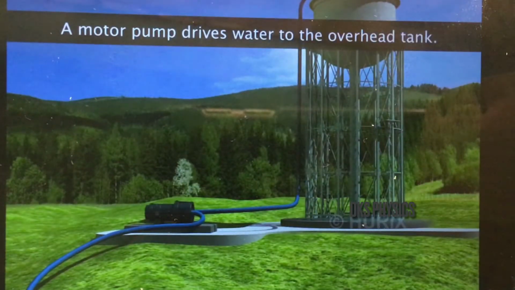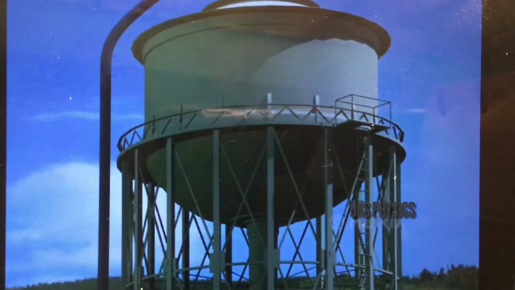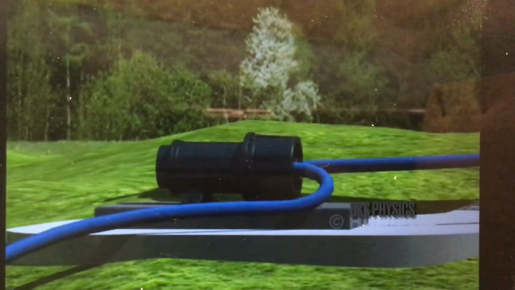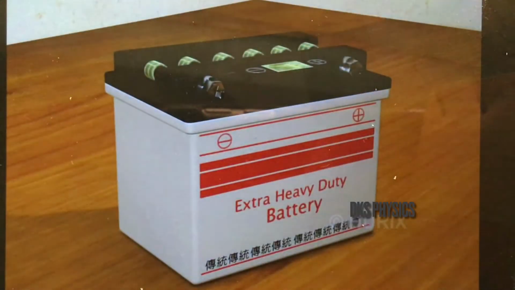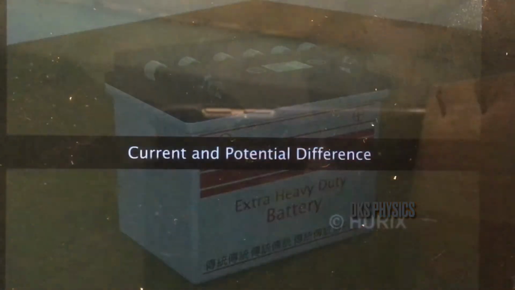To store water at a higher level, like in an overhead tank, we need to pump water from lower level to a higher level. The ascending flow of water is due to the energy provided by the motor. A similar function is performed by a battery. It pumps the electric charge into the connecting wire to cause a potential difference.